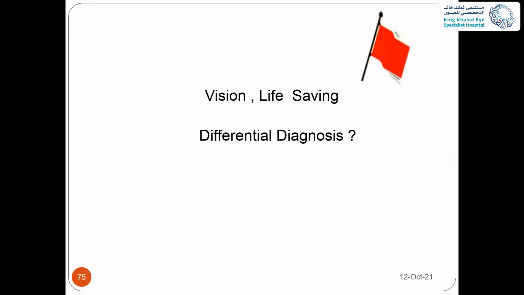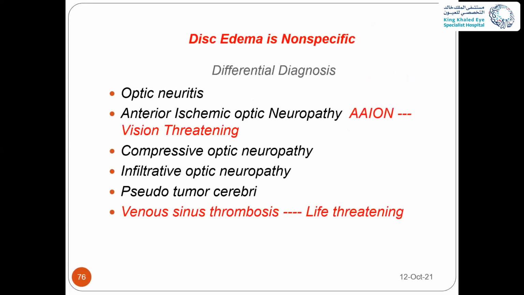Papilledema is a life-saving condition, and there is a lot of differential diagnosis. Are we dealing with pseudotumor cerebri? Are we dealing with cavernous sinus thrombosis? Are we dealing with a tumor? Are we dealing with autoimmune disease? The differential includes optic neuritis, ischemic optic neuropathy, compressive optic neuropathy, infiltrative optic neuropathy, pseudotumor cerebri, venous sinus thrombosis. Some of them are vision threatening.